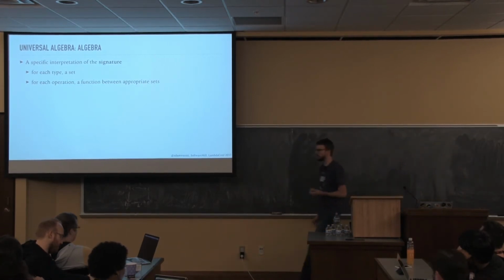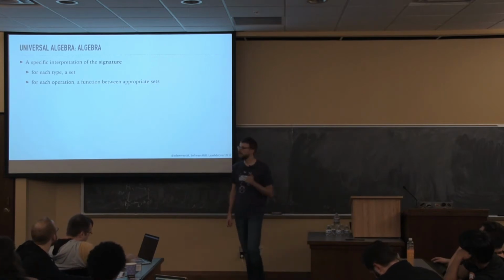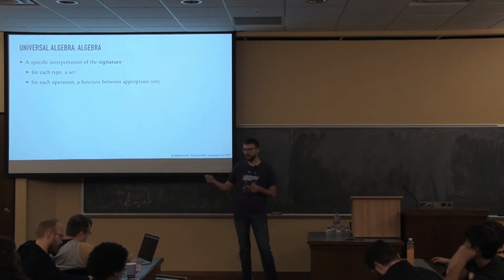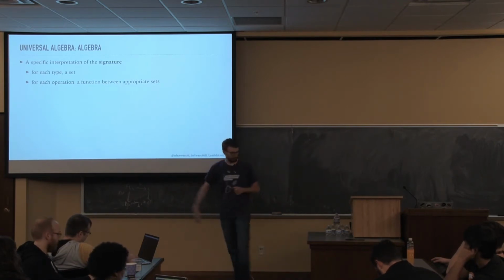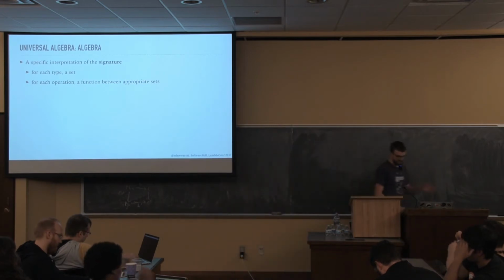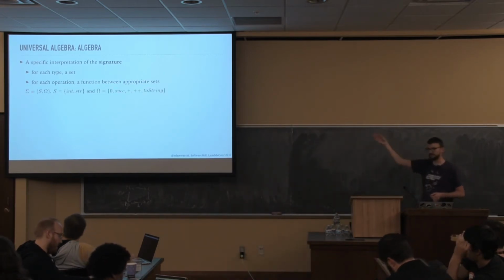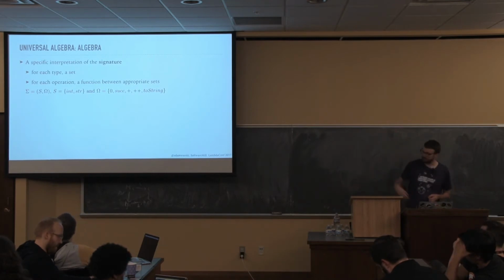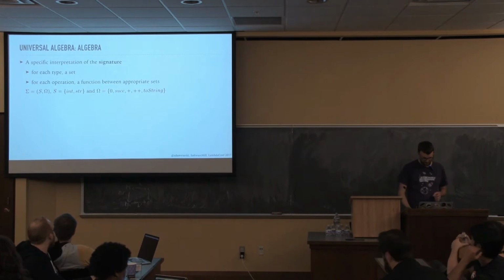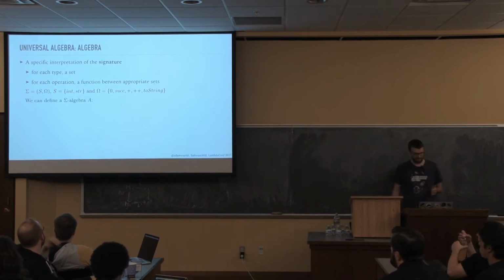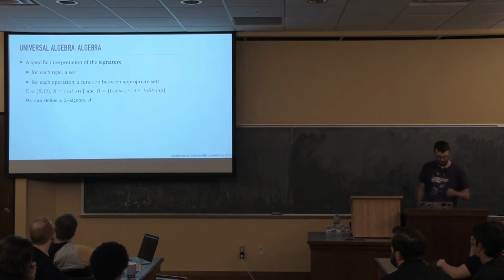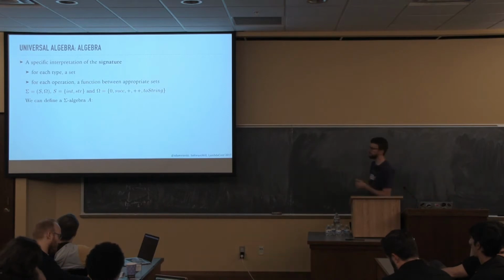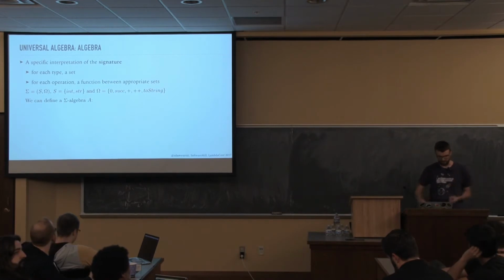So an interpretation consists of an interpretation of each type, that will be a set of values that values of this type can have, and for each operation it will be a function between the appropriate sets. So for example, if we take the signature as we have defined it in our first example, right? Two types, some operations on these types. Now we can define an algebra. We will say that an algebra with signature sigma will be a sigma algebra. Okay? So we can define a sigma algebra. We will call it A. That's one of many possible algebras for that signature.